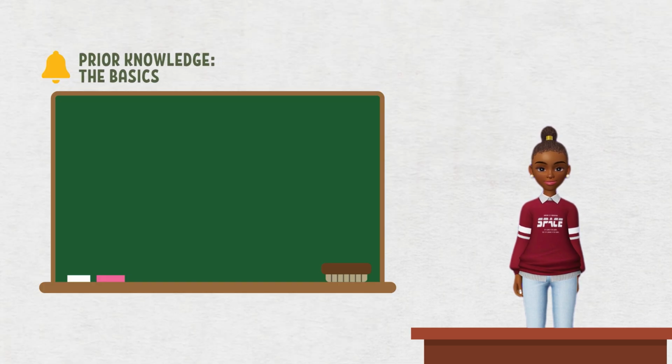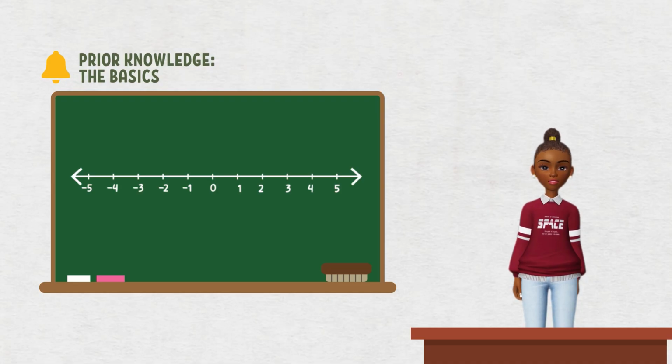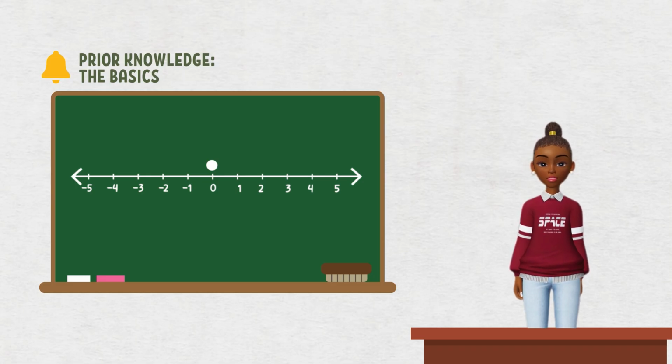Now let's talk about the basics. Think about the number line. You've seen it forever, even back in elementary school. 0 is right in the middle. To the right, the numbers go up like normal. To the left, the numbers also go up, but they're actually getting smaller. And that right there is where most people start getting confused.